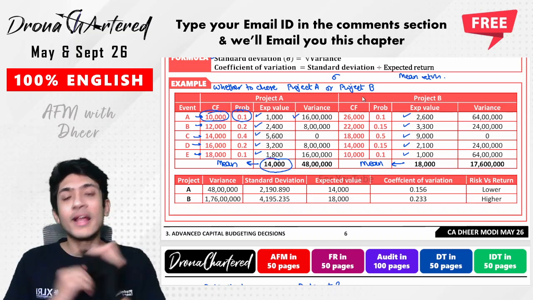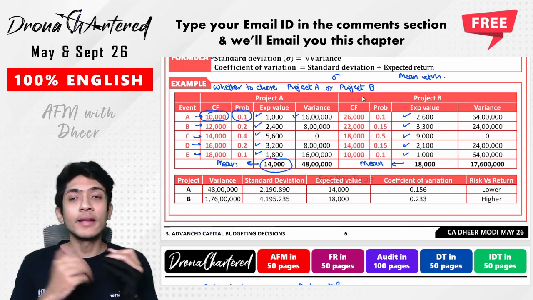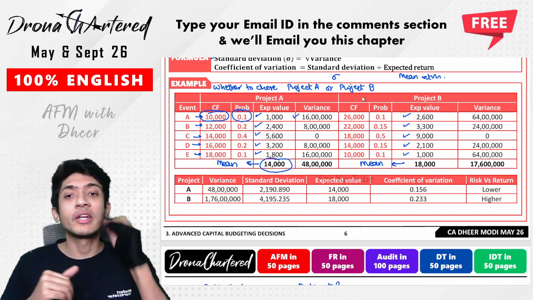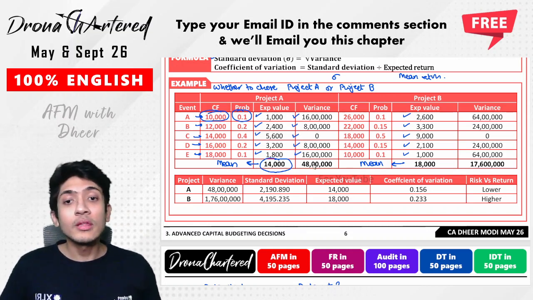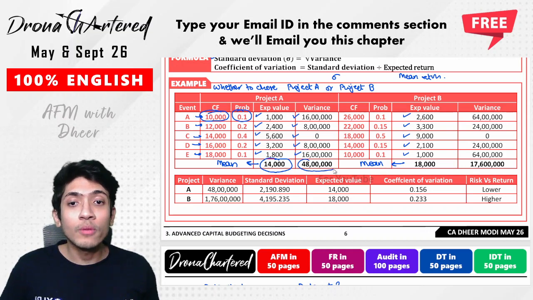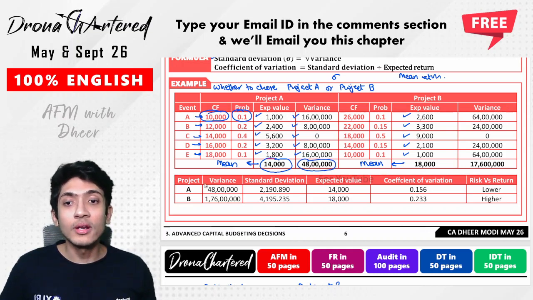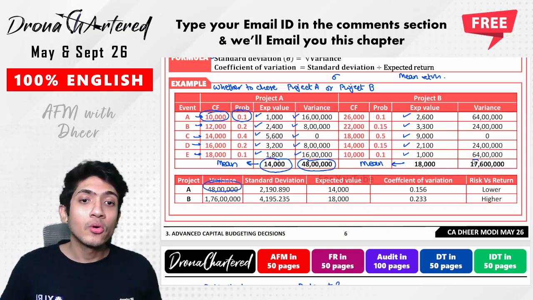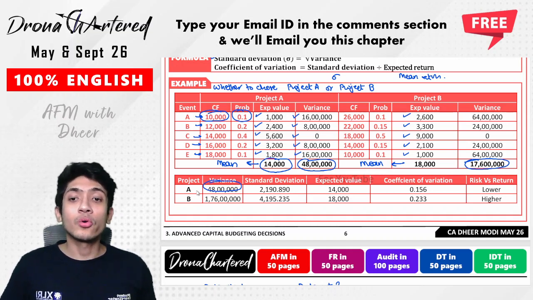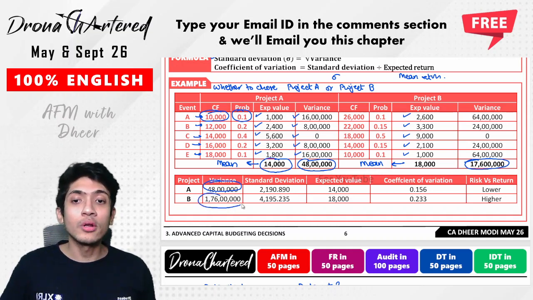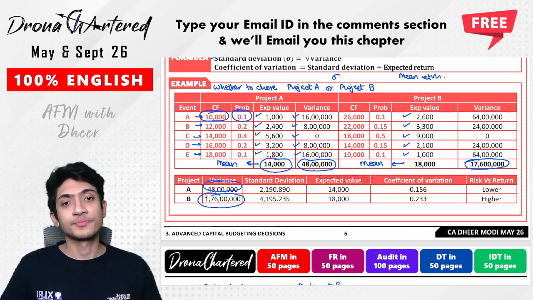Great. So what did we do? We calculated mean, then we subtract mean and cash flow, and then we square it, multiply it by probability. You will get variance for each of these rows. Once you sum this, you will get 48 lakh. This 48 lakh is your variance for project A, which we have mentioned over here. And similarly over here, 1.76 crore is your variance for the second project.